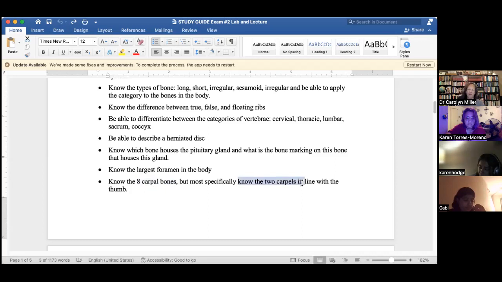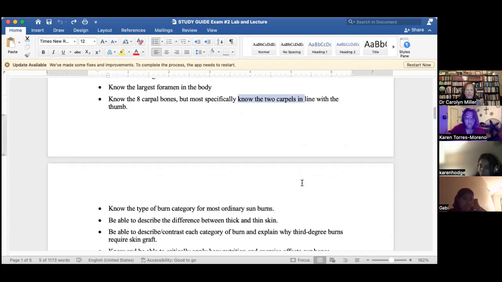The two in line with the thumb, scaphoid and trapezium. Scaphoid is on the proximal row, trapezium is on the distal row. And I'll show you those for the lab exam.